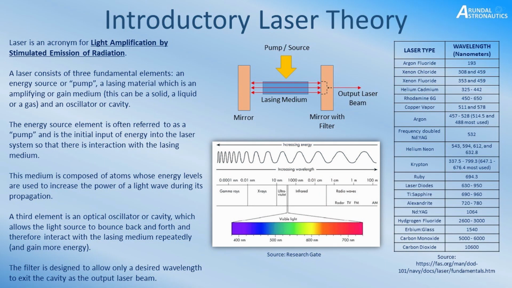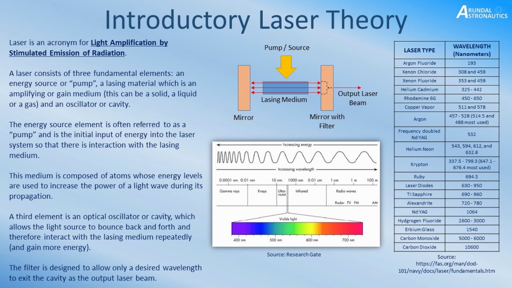The word laser is actually an acronym for Light Amplification by Stimulated Emission of Radiation. A typical laser consists of three fundamental elements, which is your energy source or a pump, a lasing material, and some form of oscillator or cavity.